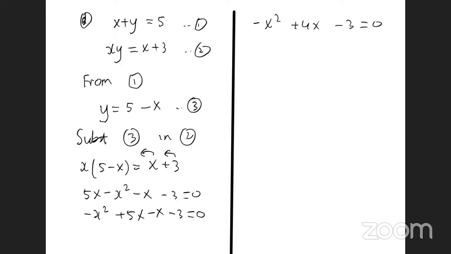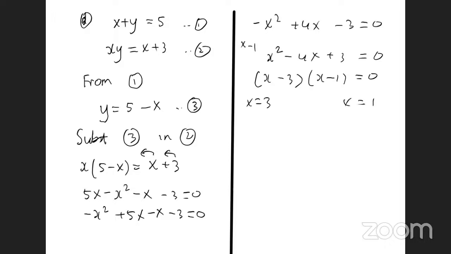You could solve it in the calculator like that, or you could multiply by a -1 so that you don't have to deal with the negative in front of the x squared. And then this looks easier to factorize. So I got x is 3, x is 1. And then I'm going to solve for y. y is 5 minus 3, which is 2. And here y is 5 minus 1, which is 4. You got that? Yeah. All right. So that's the end of solving simultaneously.